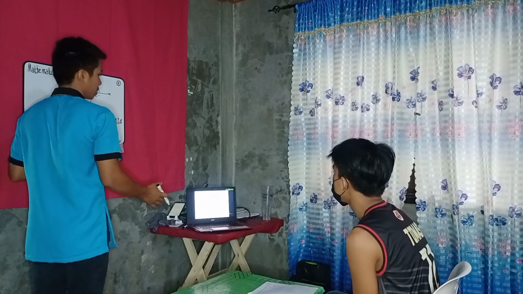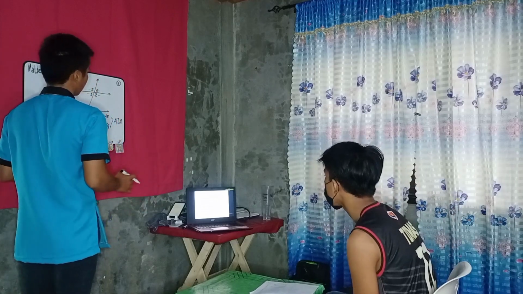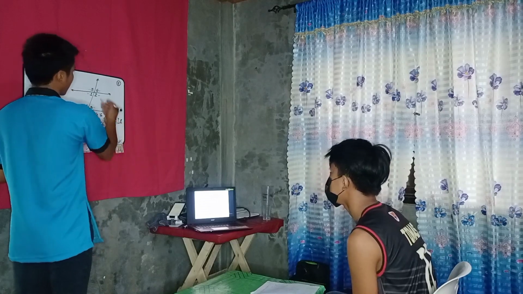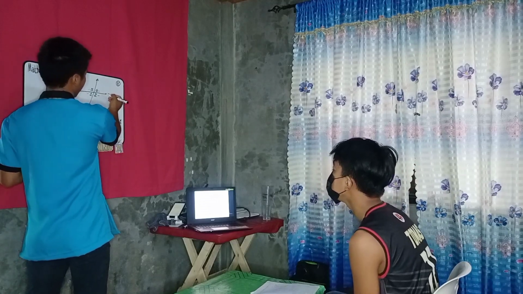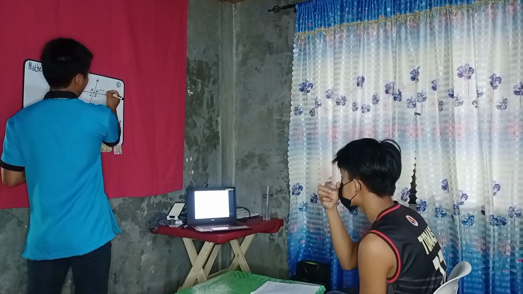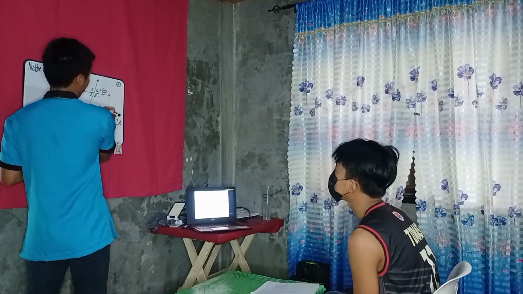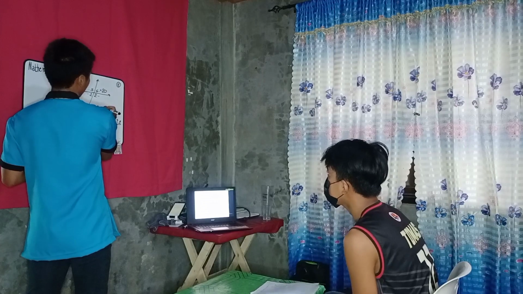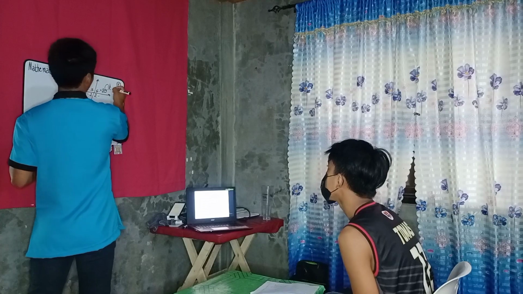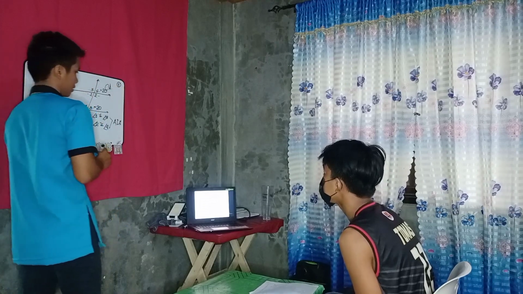So, applying our theorem number 13, when we have parallel lines cut by a transversal, we can conclude that corresponding angles are congruent. Meaning to say, if it is 20, angle 3 is also 20. Is that clear? Yes, sir. That is our corresponding angles.